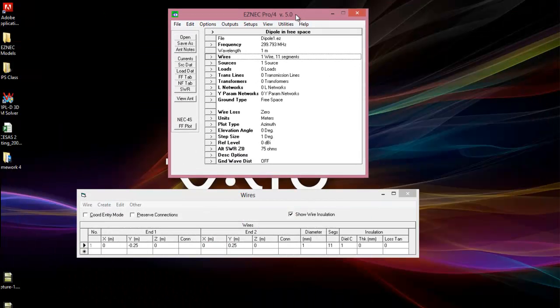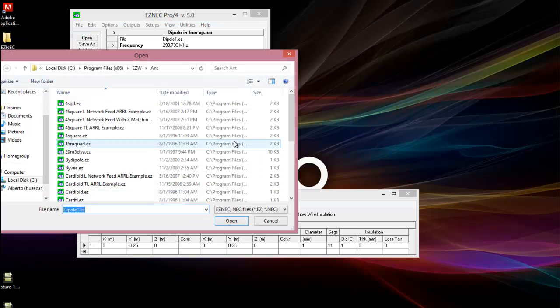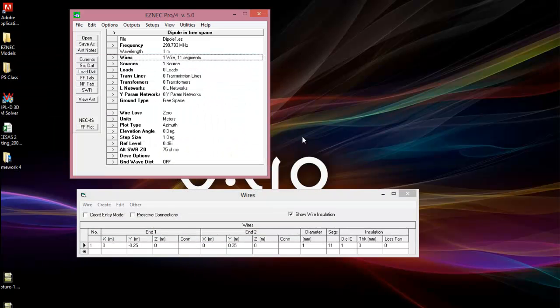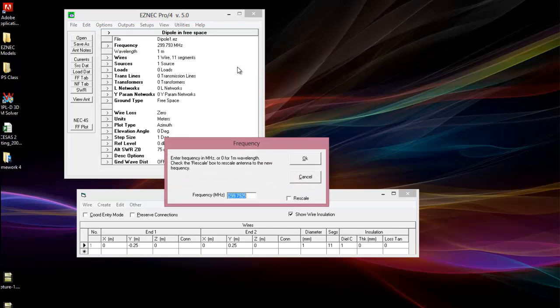The first thing that I'm gonna do is open the file called dipole 1. This file already has some basic files that are already created, so you can just follow along. You can basically start from those files when you create your own geometry. The first thing I'm gonna do is enter the frequency of operation. The frequency of operation is equal to 600 megahertz.